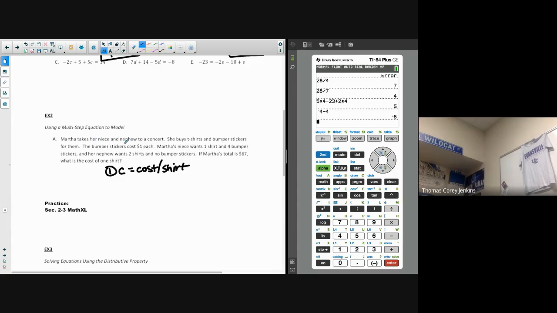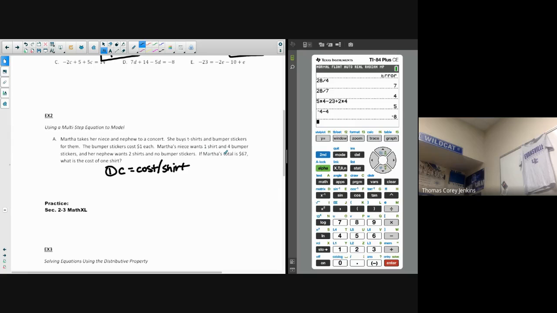Martha takes her niece and nephew to a concert. She buys T-shirts and bumper stickers for them. The bumper stickers cost $1 each. Martha's niece wants 1 shirt and 4 bumper stickers. Her nephew wants 2 shirts and no bumper stickers. If Martha's total is $67, what is the cost of 1 shirt?